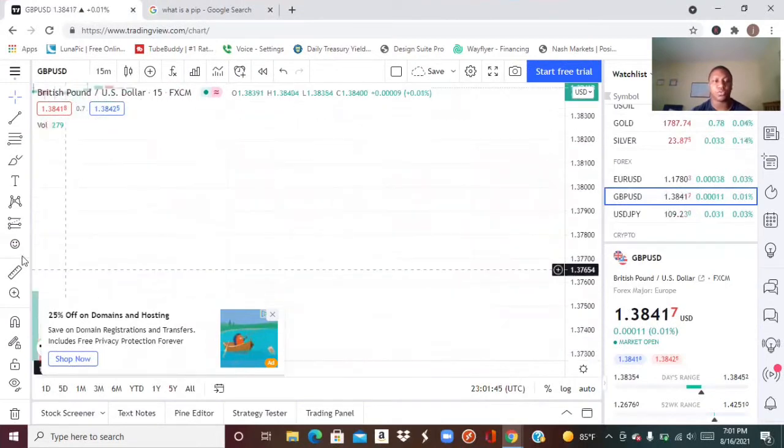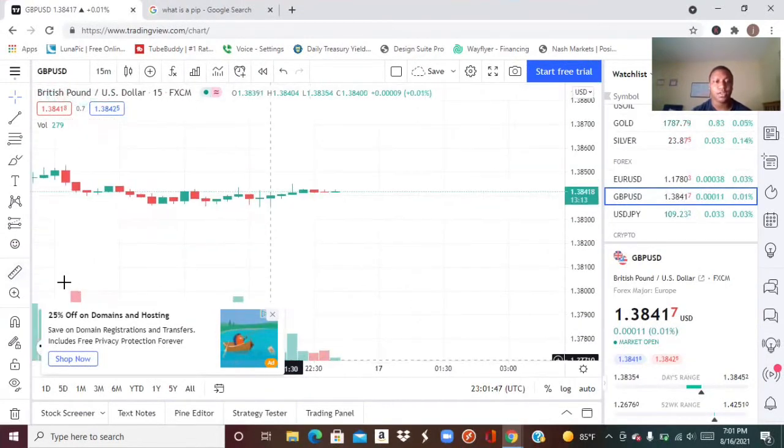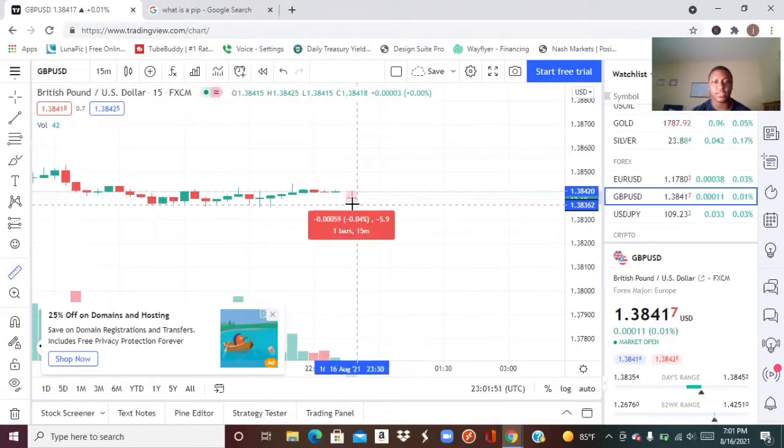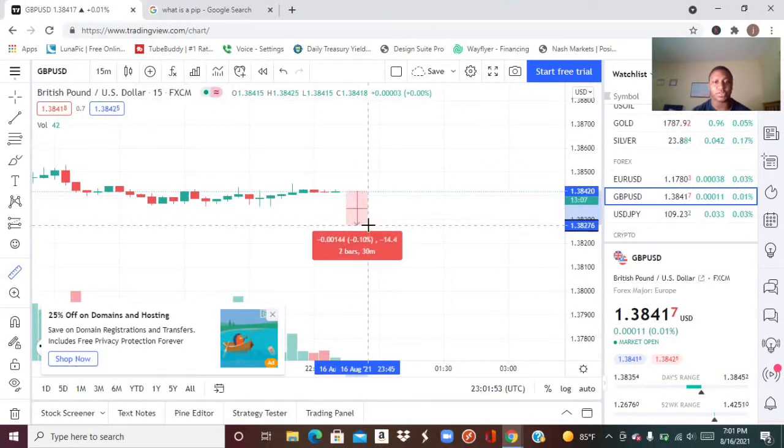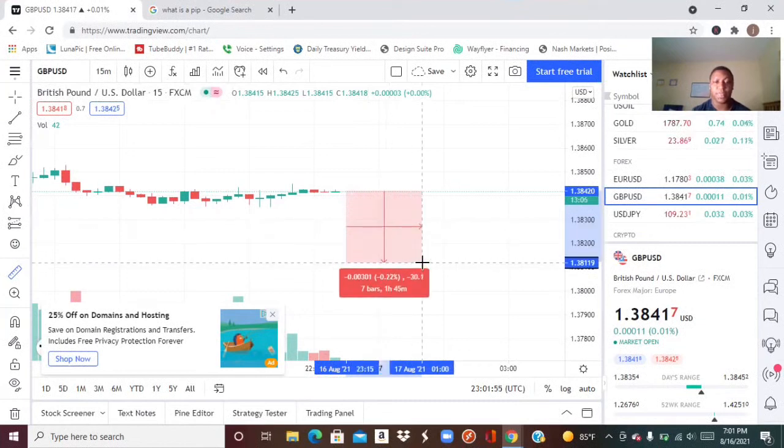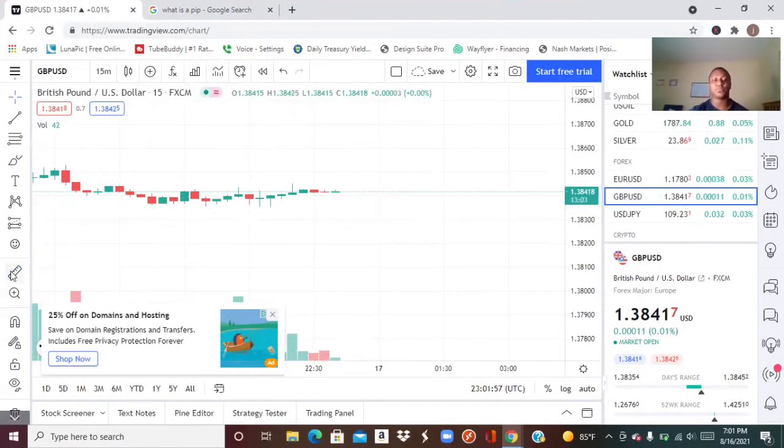Now, like I said, you use the ruler tool. You're going to click the ruler, and let's go from right here. Let's go down, right? See, that was just 5 pips. That was just 14 pips. That was 20 pips. So if you want to calculate pips, use the ruler tool. That's simple.